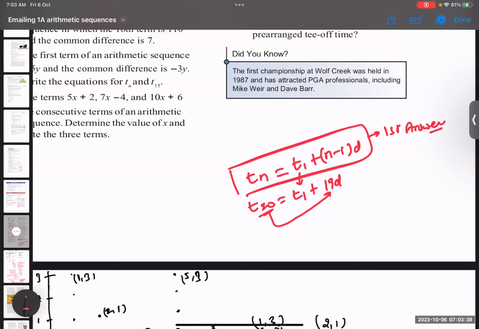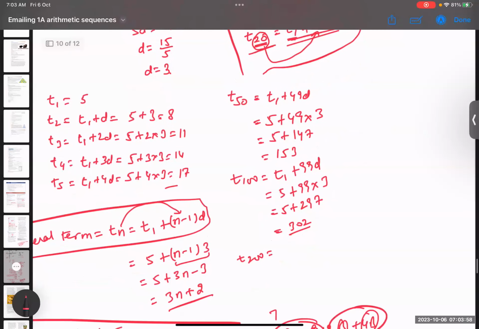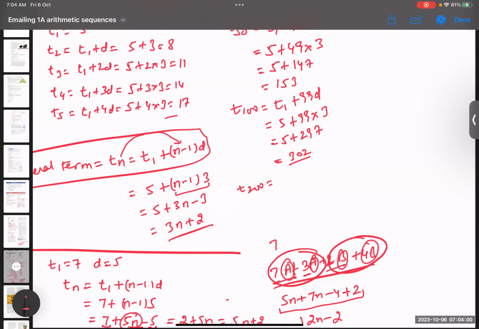First one is the nth term, T1 plus n minus 1 D. And the second one is for any term. Whatever term I ask you, you have to give me T1 plus 19D. Is it clear? So you have to tell me the answer here. What is T200? 199. Only 199 I have to write. That's it.